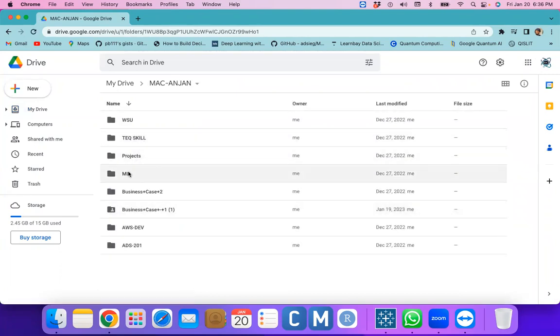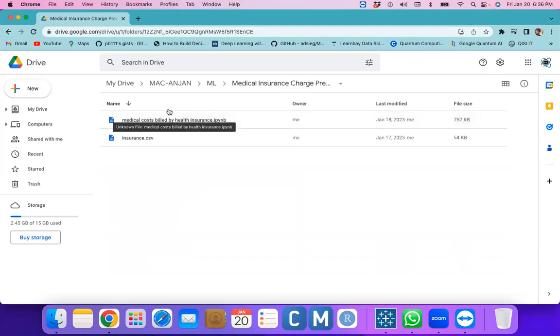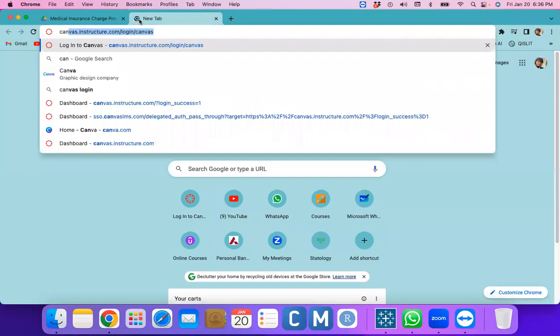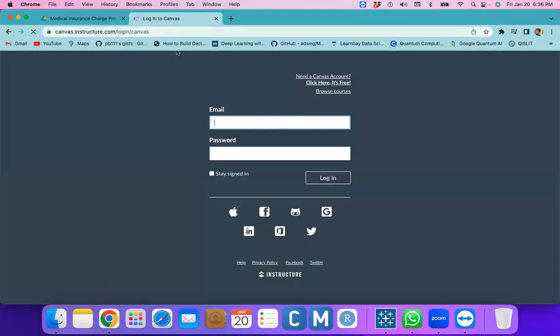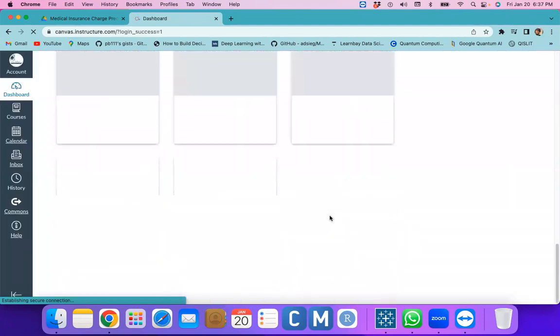So I'm going to that one, and the project is bike sharing for medical insurance charge prediction. This is the project we are working on. Let me check whether it's the same project or a different project, and whether I uploaded the corresponding documents or not.